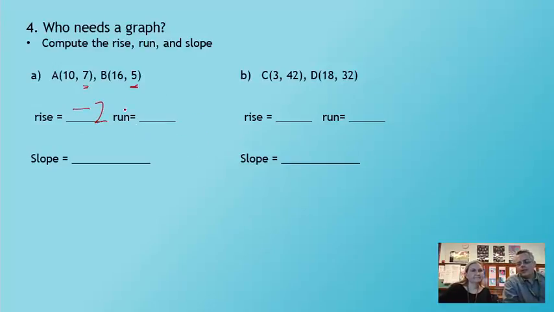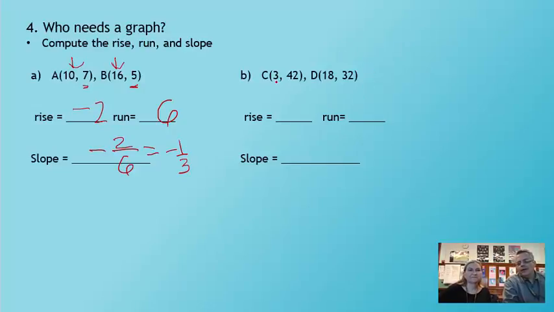And then the run is how much x changed. It started at 10 and it went up to 16. So that would be 6. And then our slope would be -2 over 6, which is -1/3. That's pretty cool. We don't even need a picture.